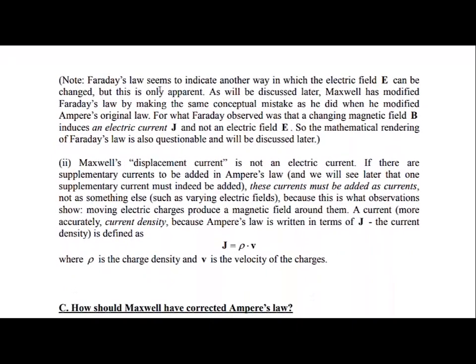Note that Faraday's law seems to indicate another way in which the electric field can be changed, but this is only apparent. As we will discuss later, Maxwell has modified Faraday's law by making the same conceptual mistake as he did when he modified Ampere's original law. For what Faraday observed through experimentation was that a changing magnetic field induces a current and not an electric field. So the mathematical rendering of Faraday's law is also questionable, and he will discuss it later.